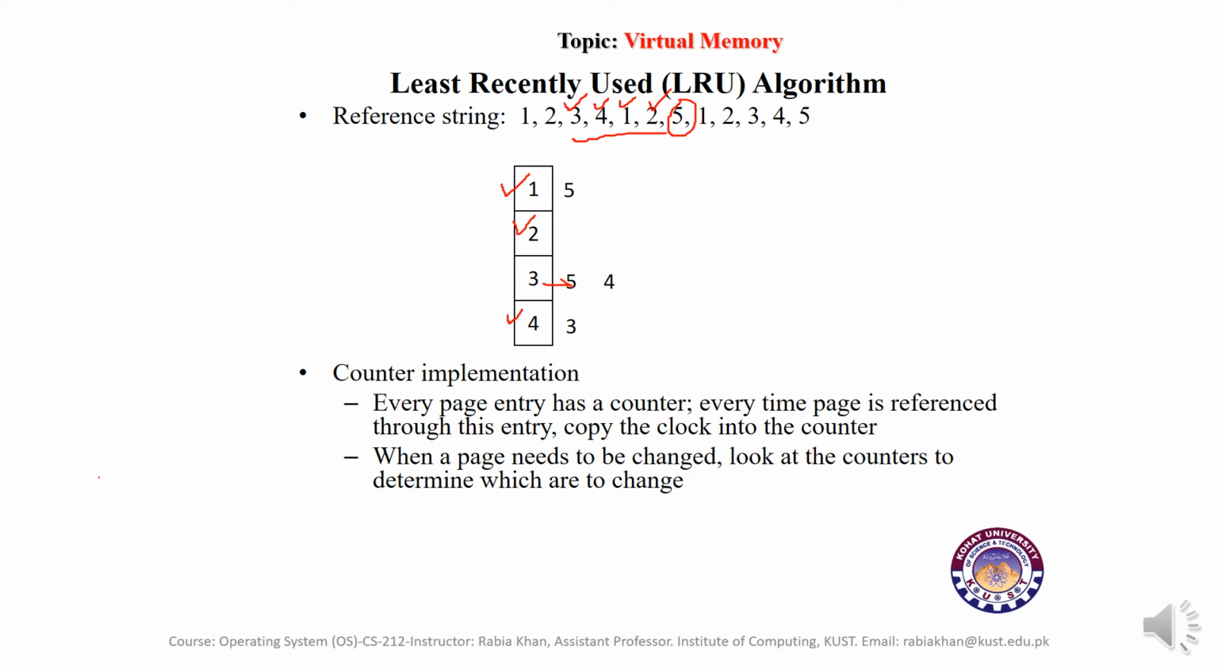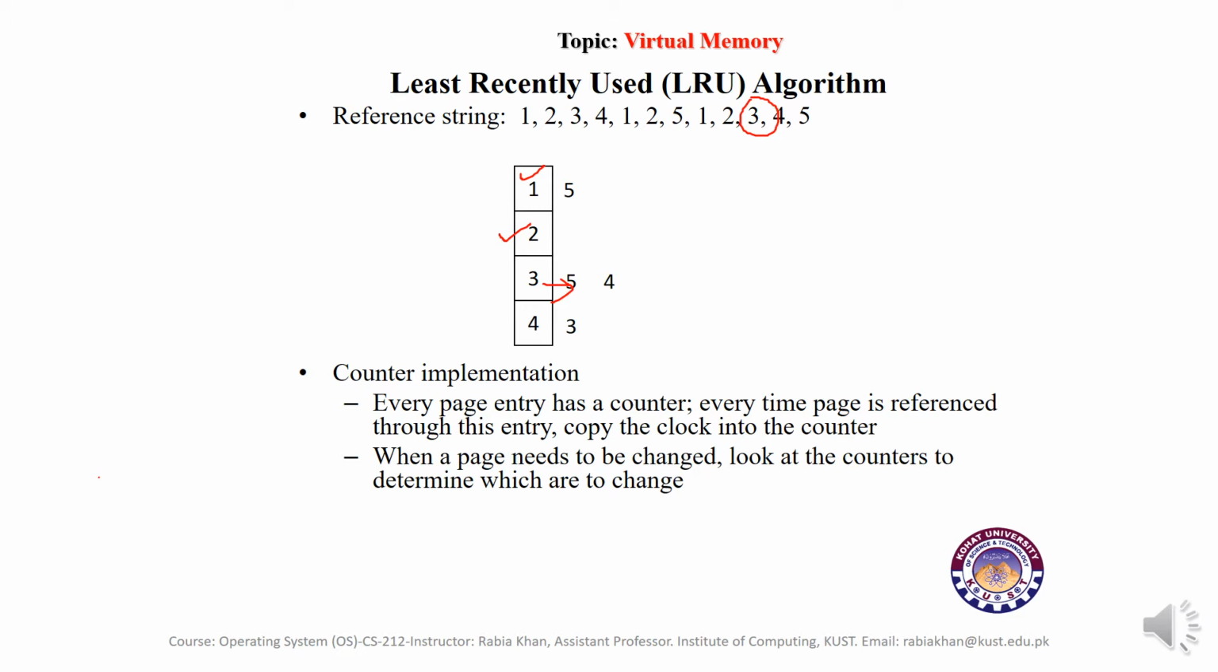with page number 5. Next requirement is page number 1 again, and page number 1 is already present, so there is no page fault. Next requirement is page number 2, which is also present here, so there is again no page fault. Next requirement is page number 3. Since page number 3 has already been swapped out, we have to bring it in again.